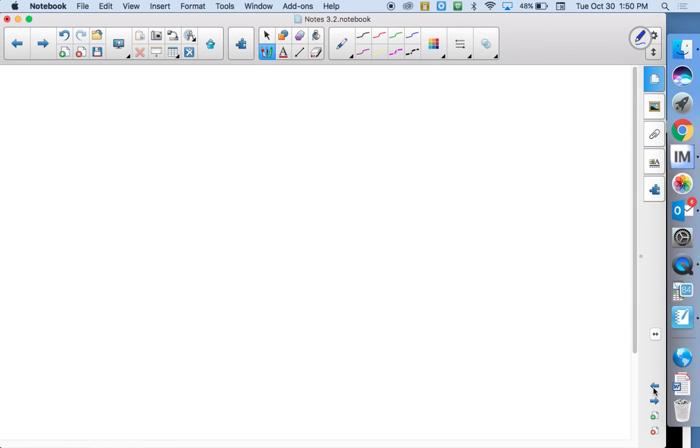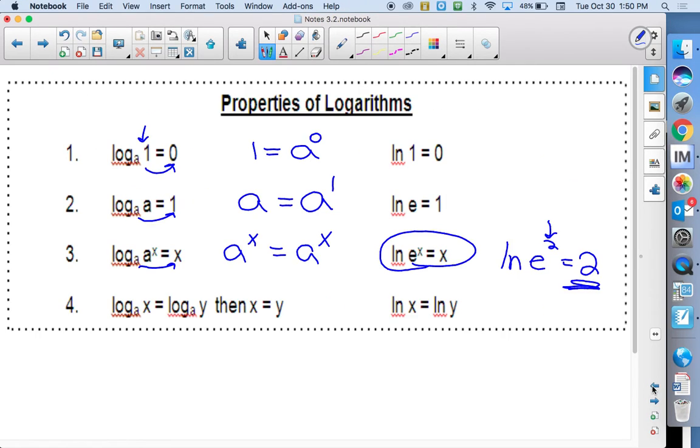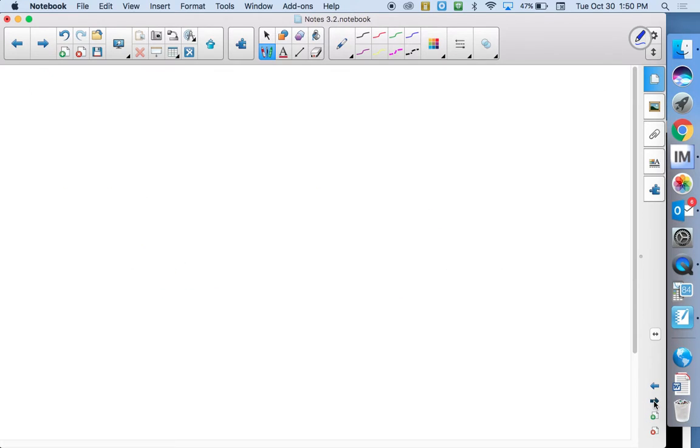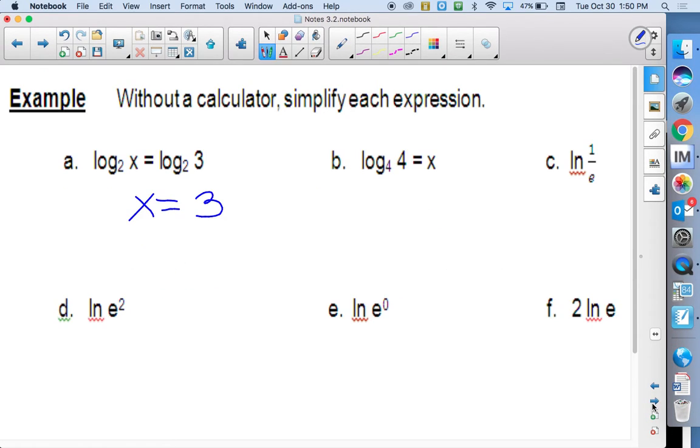So if I go to that last property, which is somewhere on my screen, here it is. As long as the base is the same, then x equals what? So x equals 3. We usually look at that as if it's like an expression and we'll solve for something a little more in depth, but 3 equals 3. The log base 2 of 3 equals the log base 2 of 3. Alright, looking at letter B.